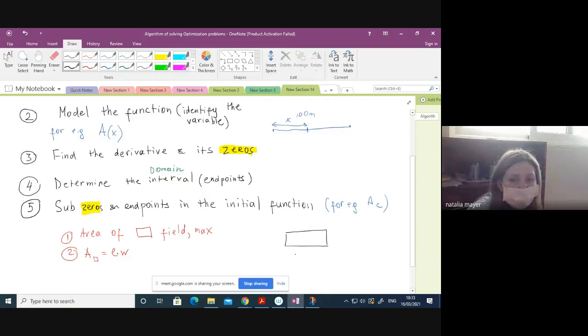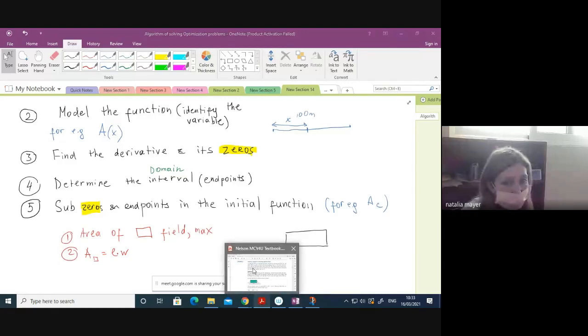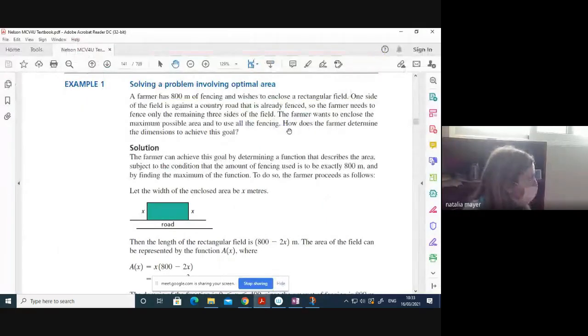Now, tell me more. How many sides of this field do I need to fence? 2? 3. So 2 or 3? Look at the question and tell me again. How many sides of the field do I need to fence? Guys online, how many sides?